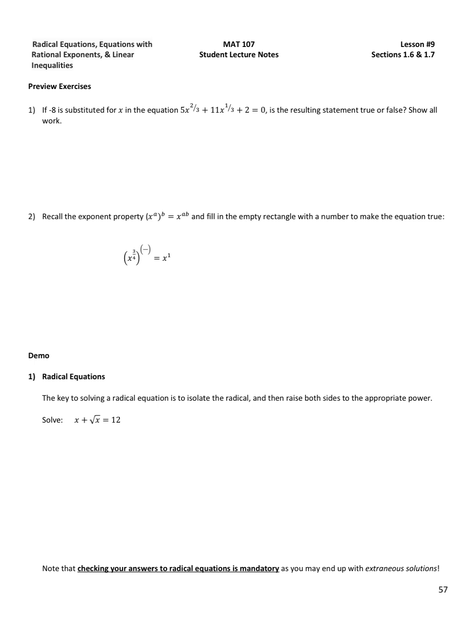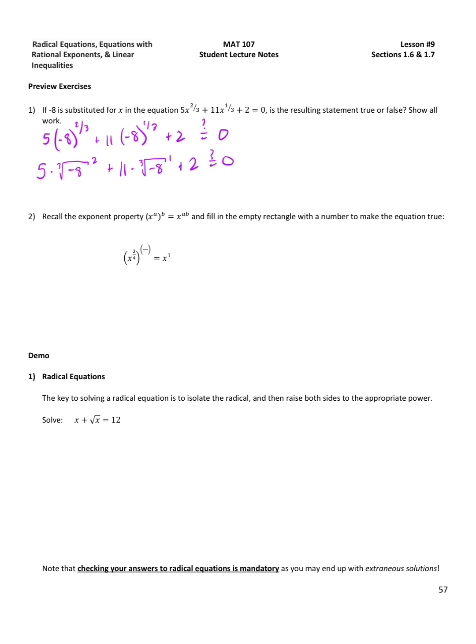Okay, so I'm going to plug in a negative 8. So I have 5 times negative 8 to the 2/3 plus 11 times negative 8 to the 1/3 plus 2. Does that equal 0? Okay, so rational exponents, fractional exponents, remember the number on the bottom is the root and the number on the top is a power. So this is 5 times the cube root of negative 8 squared plus 11 times the cube root of negative 8 to the first plus 2.